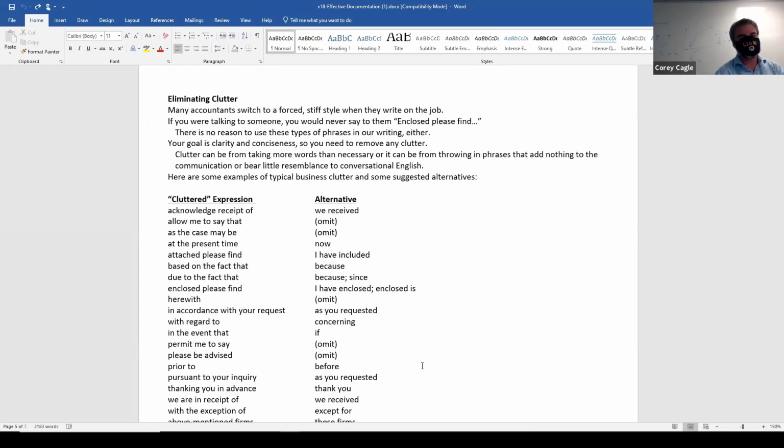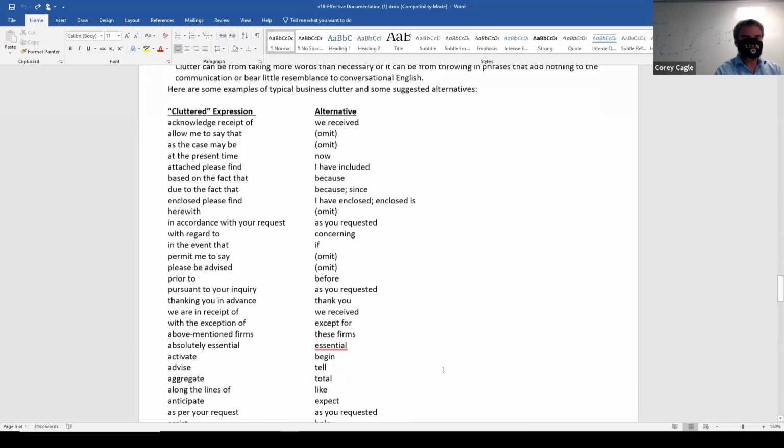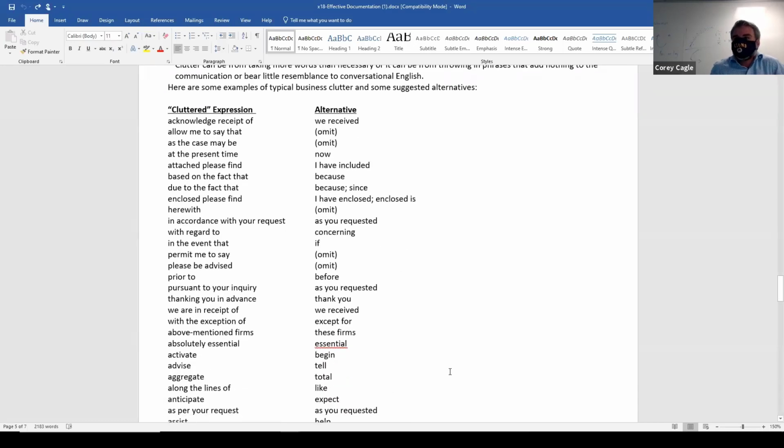We've said it many times, clarity and conciseness is what we're wanting. So remove stuff that doesn't matter. It could be more words than necessary to get your point across. It could be throwing in phrases that add nothing to the communication, or worse, have very little resemblance to conversational English. So, cluttered expressions that we can avoid and ways to get around them, things that people are guilty of doing.